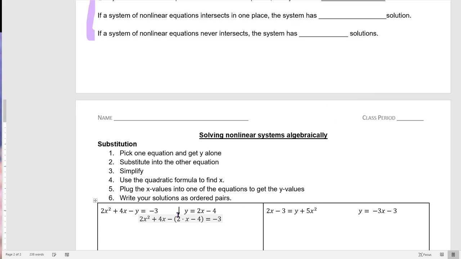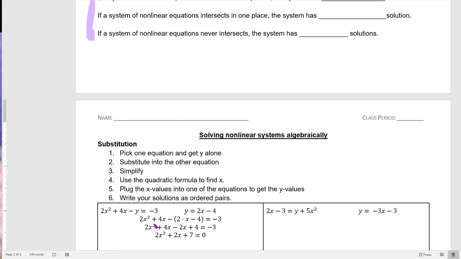So I've drawn that here already, so we'll insert that. 2x squared plus 4x is from the original. The minus sign and inside the parentheses is 2 times x minus 4, and all of that is equal to negative 3. At this point, you would simplify, distribute the negative, combine like terms, move the minus 3 to the other side so that it's set equal to 0, and then you would use the quadratic formula to solve.